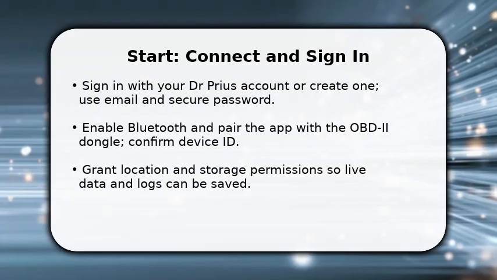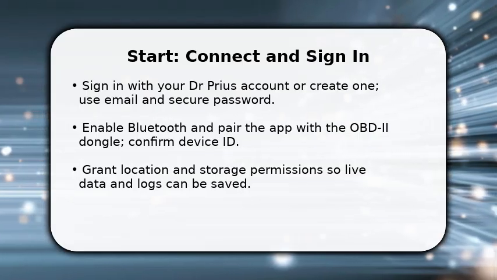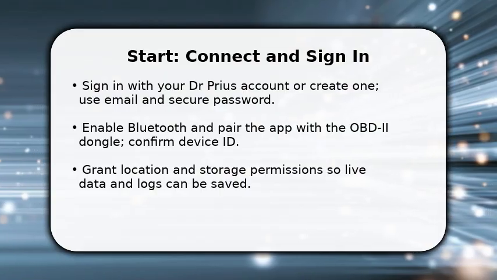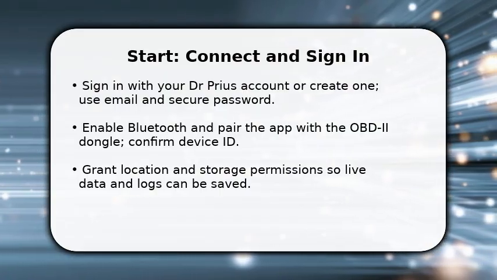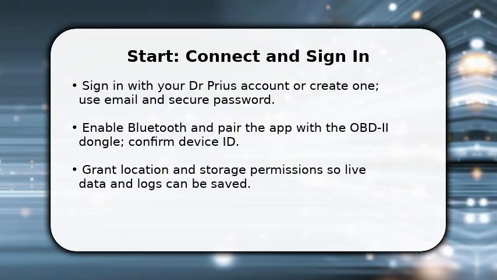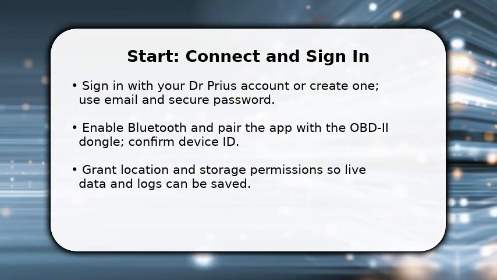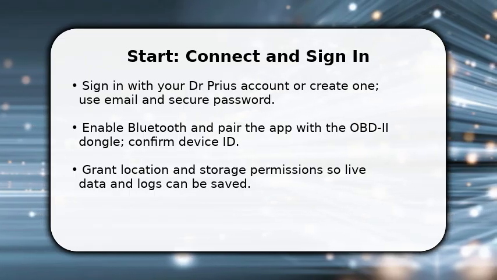Enjoy the video. You begin by signing in and pairing. This links the app to your car hardware so data flows. Once signed in, enable Bluetooth and pair the listed OBD2 dongle ID. Pairing ensures the app reads live sensors.